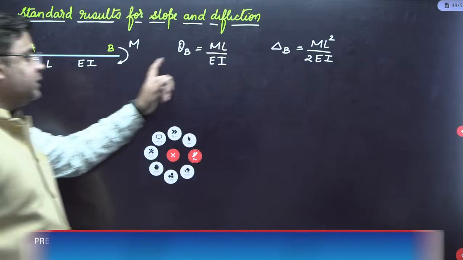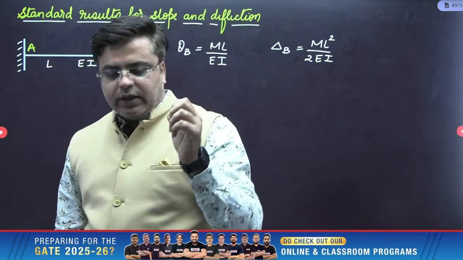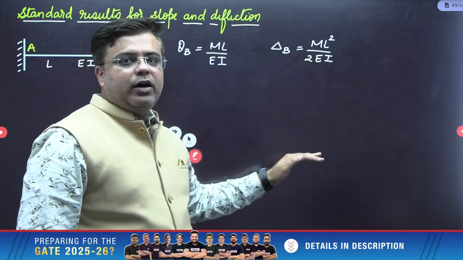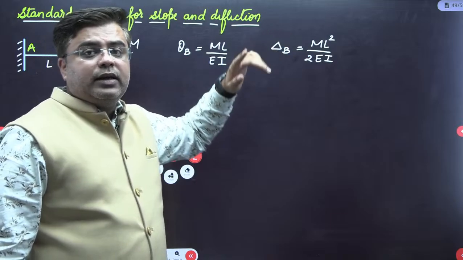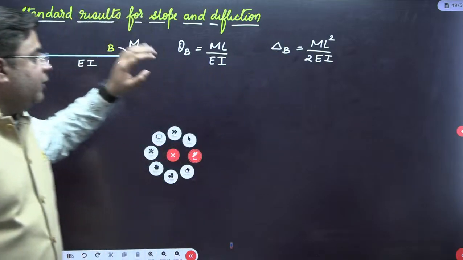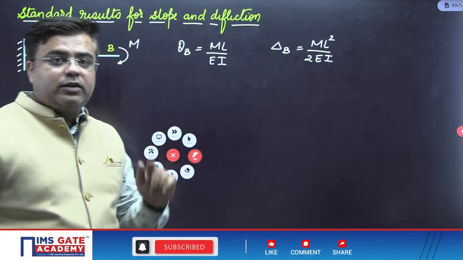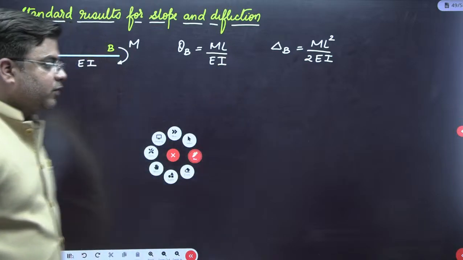I am not taking the signs here. I am just expecting that you know that if the deflection is happening downwards, that deflection is negative, and if the deflection is happening upwards, that deflection is positive. Similarly, for the cantilever beams, all the slopes that take place in the clockwise direction will be positive, and anti-clockwise slopes will be negative, right?